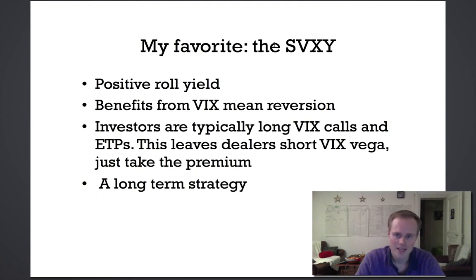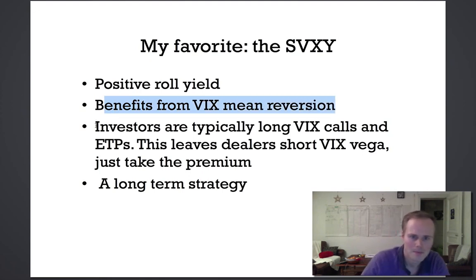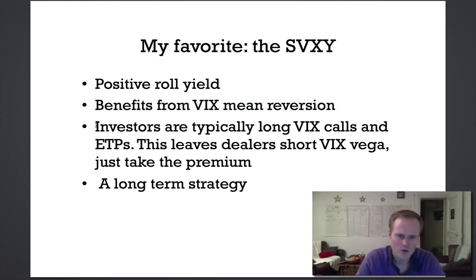My favorite is the SVXY. It has a positive roll yield. It benefits from massive mean reversion, and investors are typically long VIX calls and exchange traded products, which leaves dealers short VIX Vega. I mean, take the opposite side, take the premium, and it's a long-term strategy. I'll keep my ETFs, and I won't sell them anytime soon. So that's what I will do.